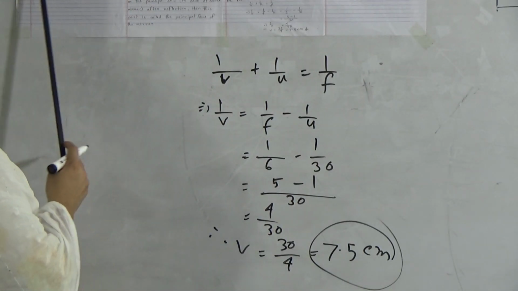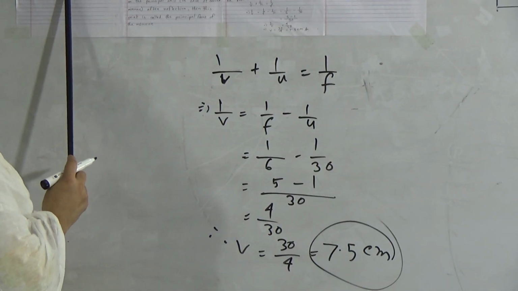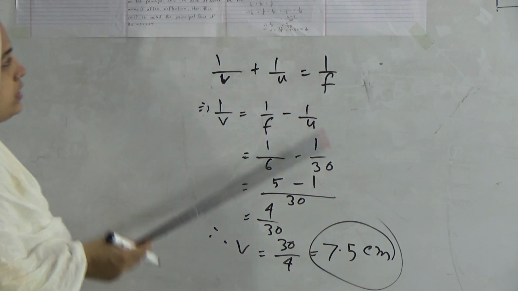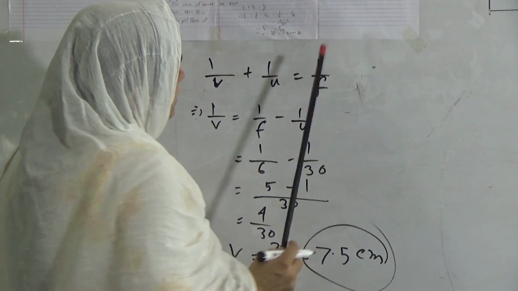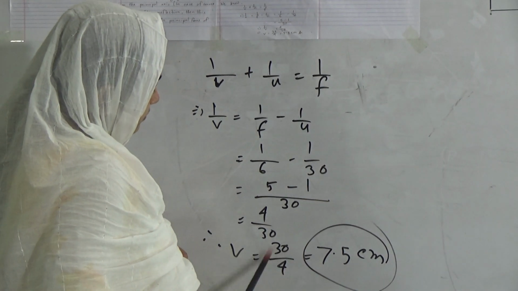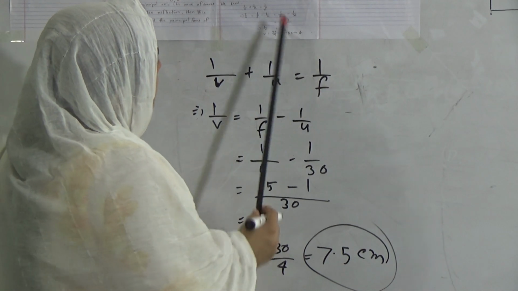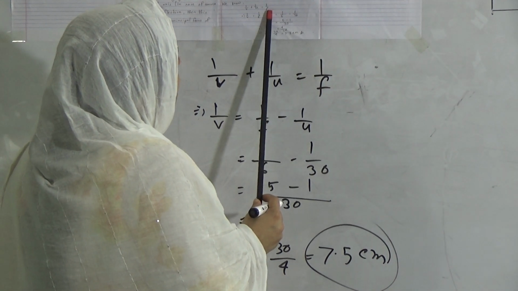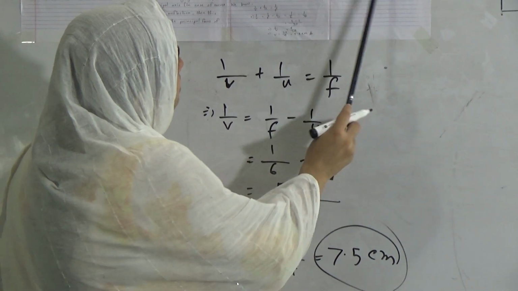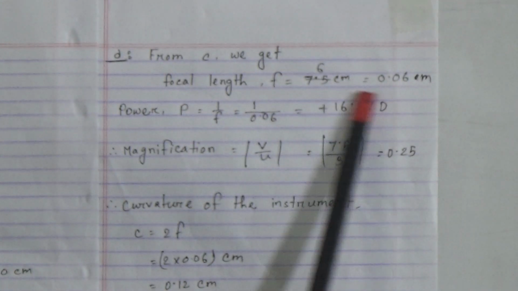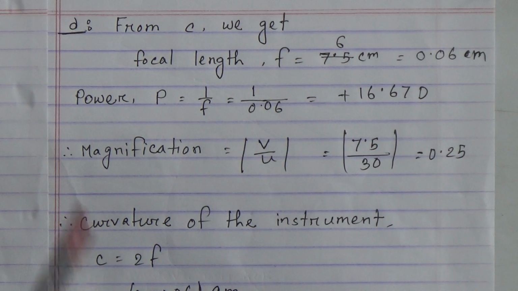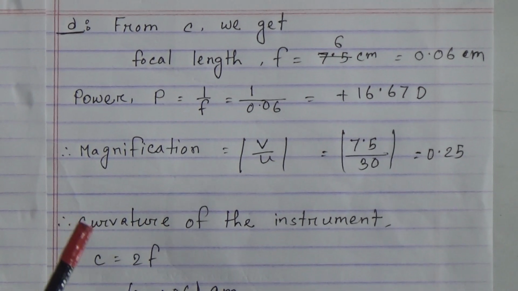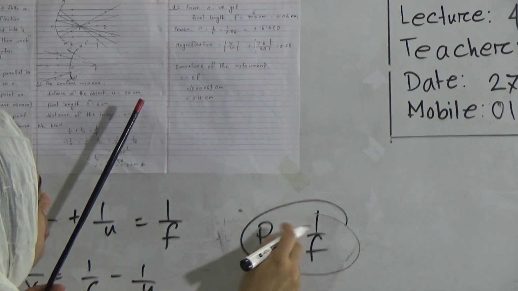And now we will find question number D, the magnification, power and curvature of the instrument. My dear students, from question number C we get focal length f equals 6 centimeter, and if we convert this centimeter into meter, then it will be 0.06 meter. Okay, now we have to find the power. P equals 1 by f. This is the formula. You have to memorize this formula. P equals 1 divided by f.